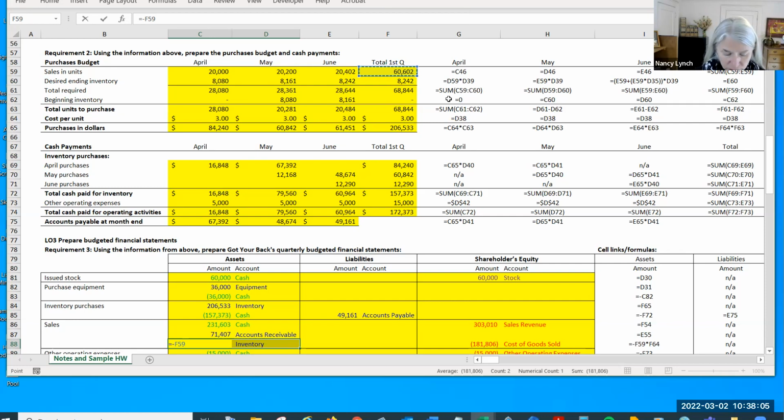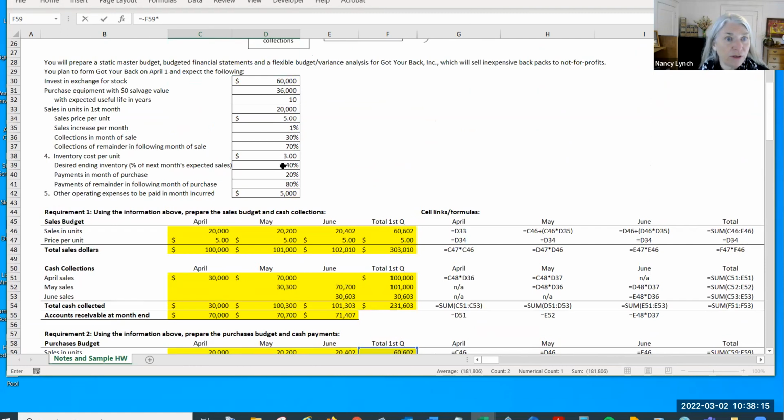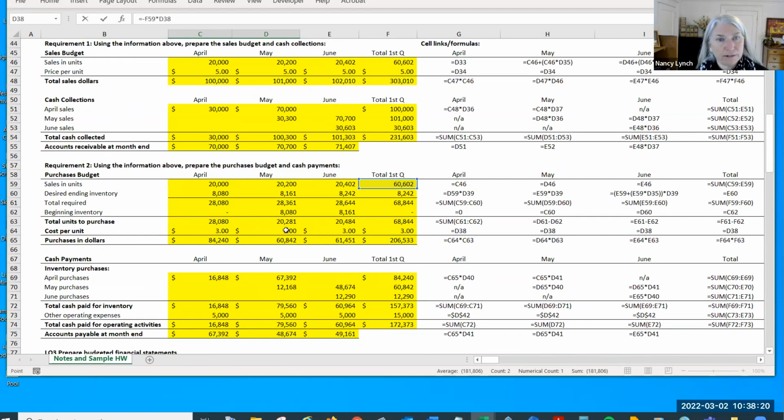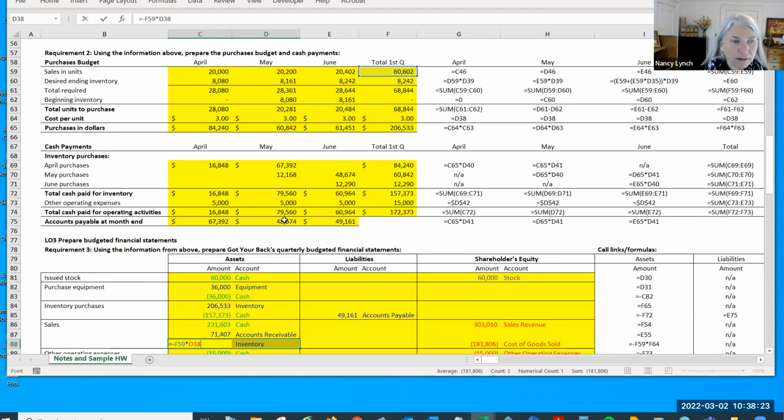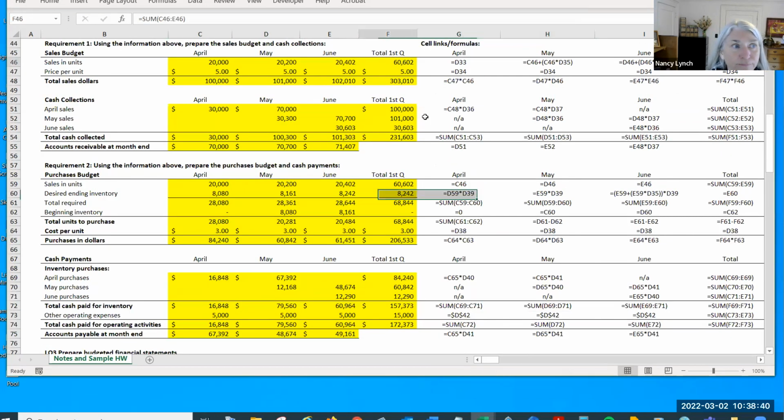I sold 60,602 right off my sales budget, but the cost of those I've got to find. Well, what is our cost of our goods? $3 a piece, which I could also have gotten right here. So that is how you get your inventory that you used and expensed as cost of goods sold. It's the cost times the quantity: $3 cost, the quantity sold, right there.